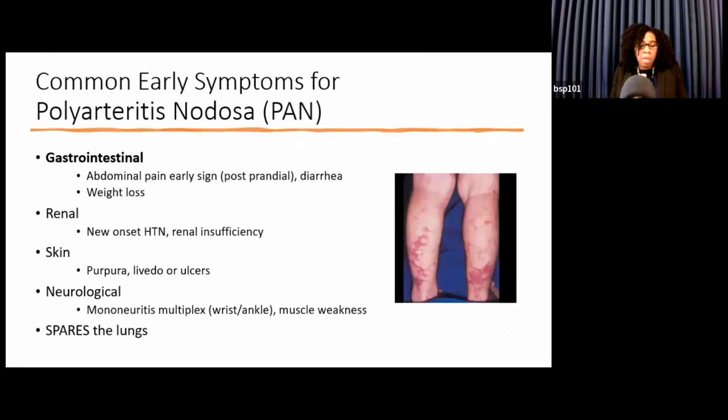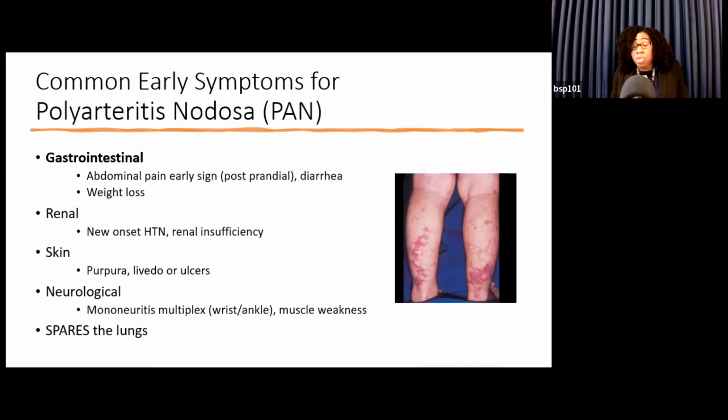So moving on to the medium vessel vasculitis, we're going to talk about polyarteritis nodosa. For this one, GI manifestations are the most common. In particular, people have abdominal pain that is most notable after they eat, but it can be present all the time as well. And these patients tend to have some form of diarrhea, whether it be watery or bloody. Of course, bloody diarrhea is more concerning, and you would want them to be evaluated by GI, potentially in the hospital sooner, as well as weight loss.